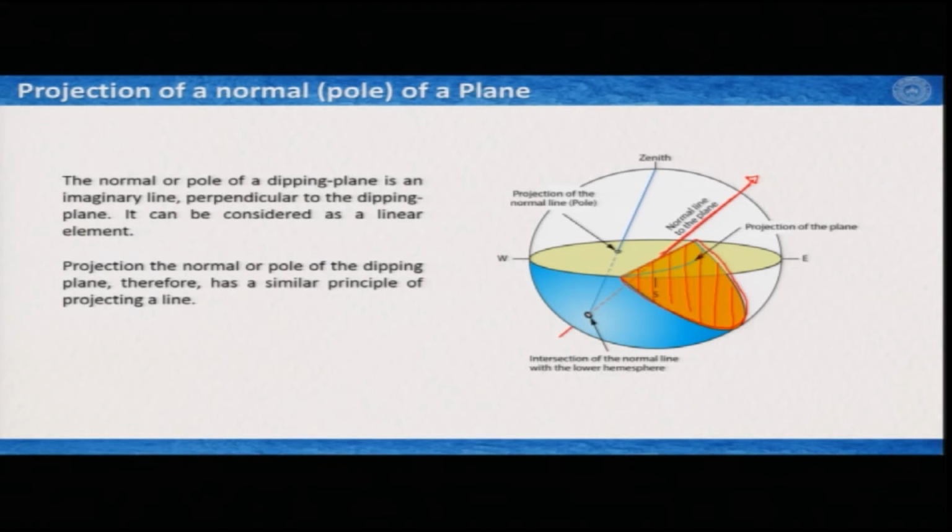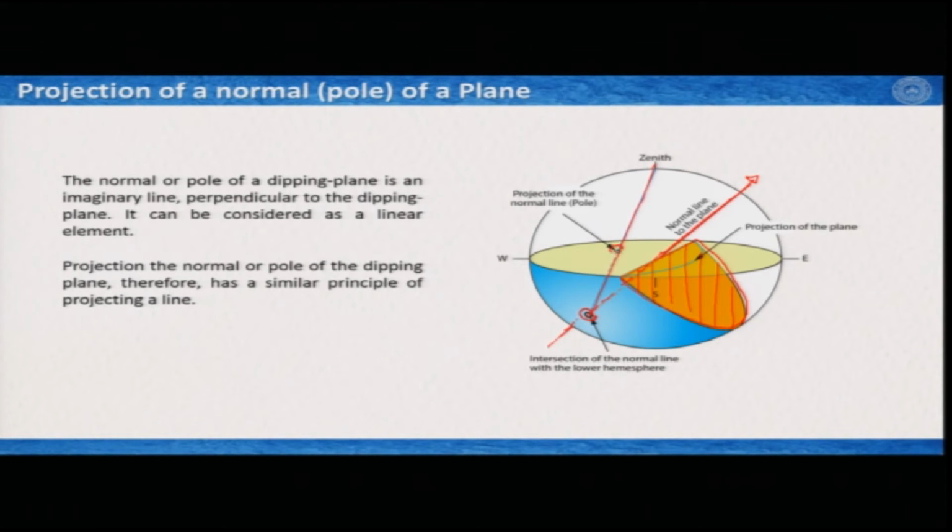Now, because we will be doing lower hemisphere projection, we will extend this line so that it passes through the lower hemisphere and intersects it, and here is the point where it intersects the lower hemisphere. Now, the task is simple. We have the intersection point at the lower hemisphere, then we connect this point to the zenith.